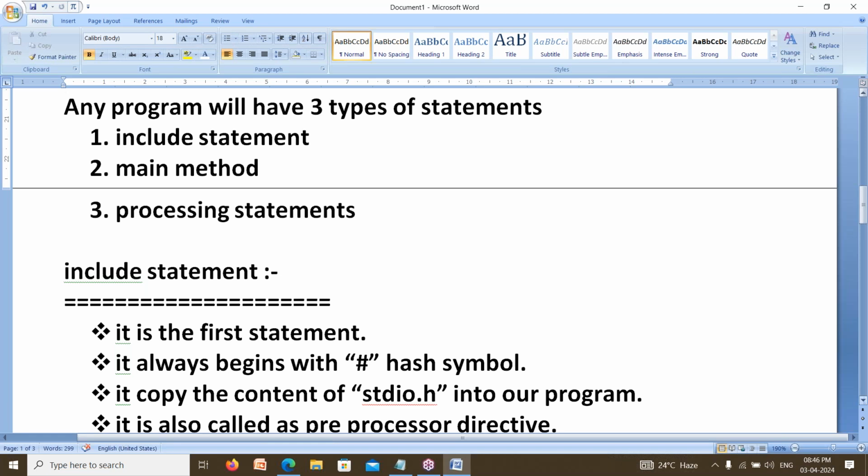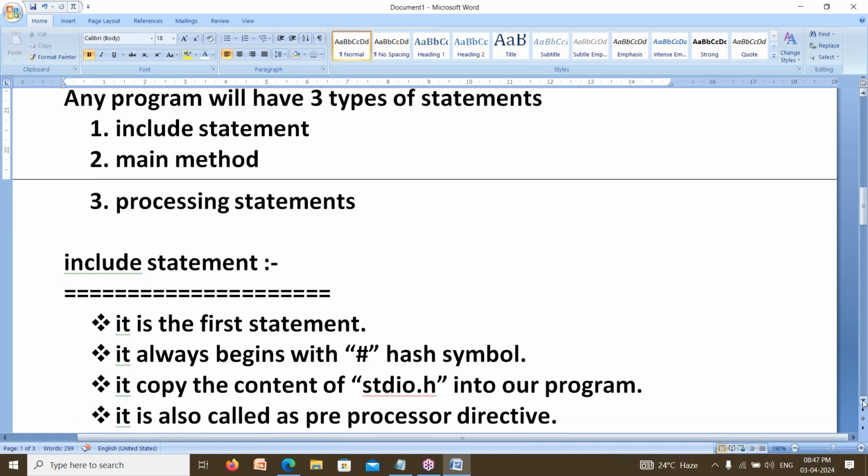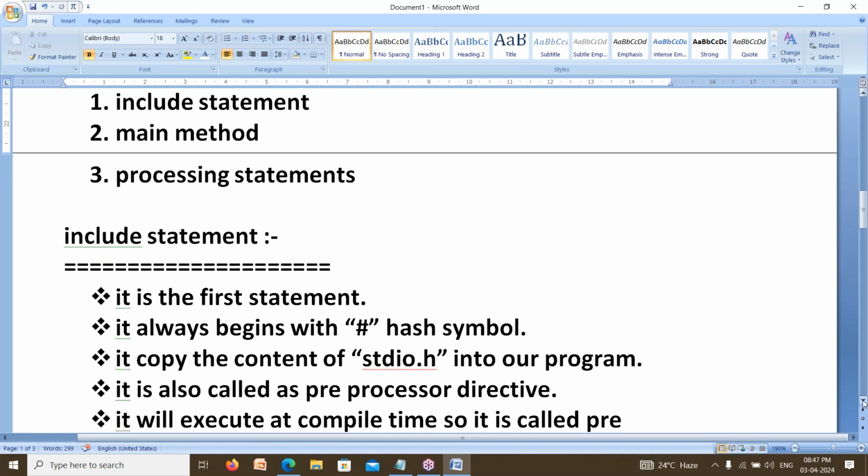Sir, in the include statement, stdio.h, what is the meaning of std, sir? STD means standard. IO means input and output. H means header file. Standard input and output header file. Clear? It is used to perform input and output operations in our program.